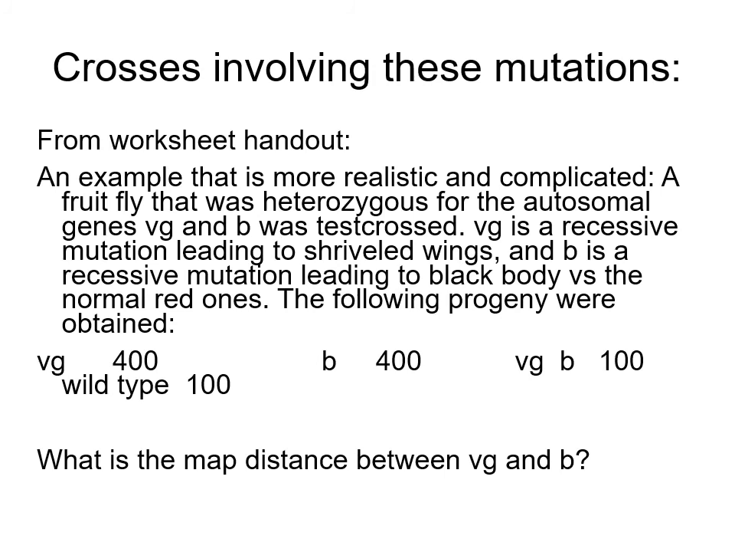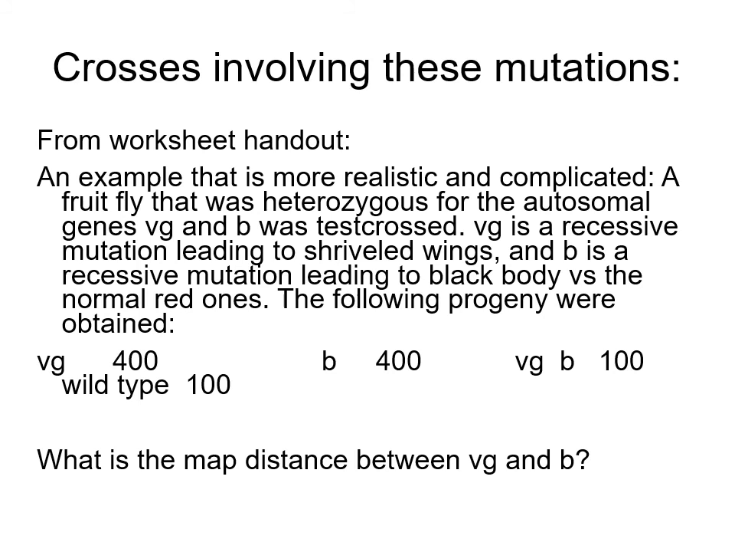Okay, so here's an example of a Drosophila cross, which is really more like what they give you when you are doing these things. A fly that was heterozygous for the autosomal recessives vestigial and black was test-crossed to a recessive, and the following progeny were obtained. Well, you've got 400 vestigial, 400 black, 100 black vestigial, and 100 wild type.